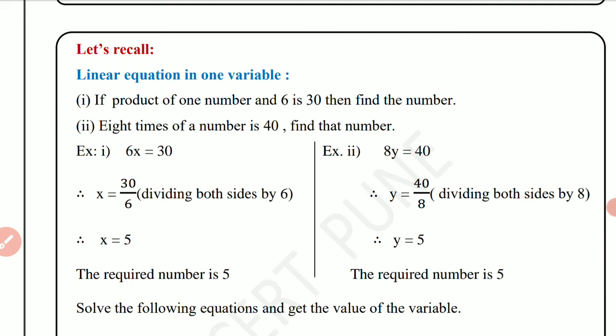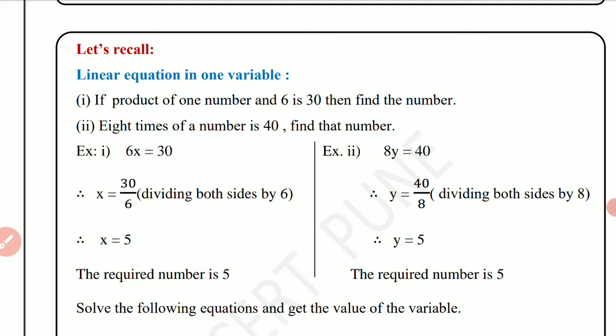The first, if the product of one number and 6 is 30, then find the number. एक संख्या आणि 6 यांचा गुणाकार 30 आहे, तर ती संख्या कोणती? असा हा प्रश्न आहे. उत्तर कसं लिहिता येईल?